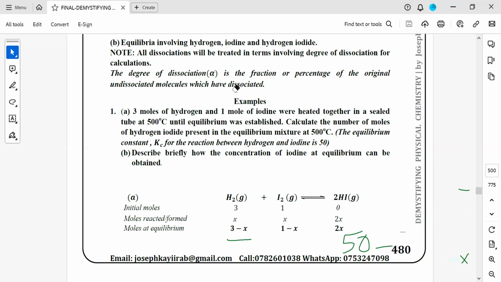And then remember, they asked for the number of moles of the hydrogen iodide at equilibrium. Remember, we had 2x as our number of moles at equilibrium. So that means the value of x you get, you're going to multiply it by 2 to get the actual value that you're looking for.